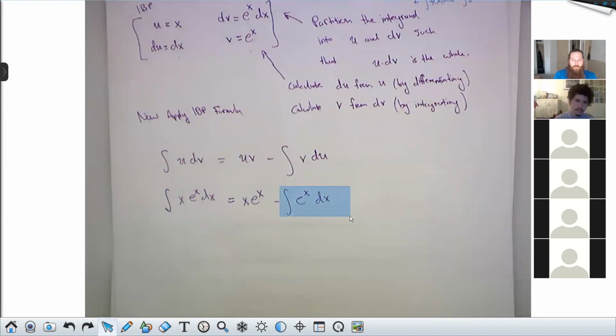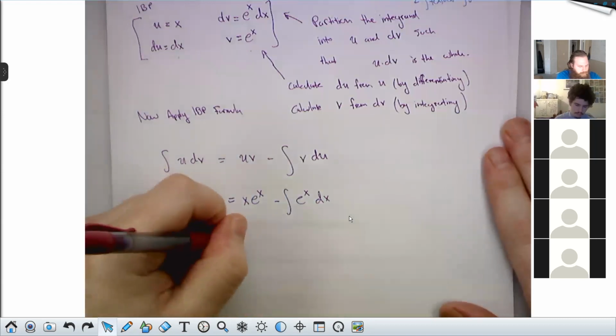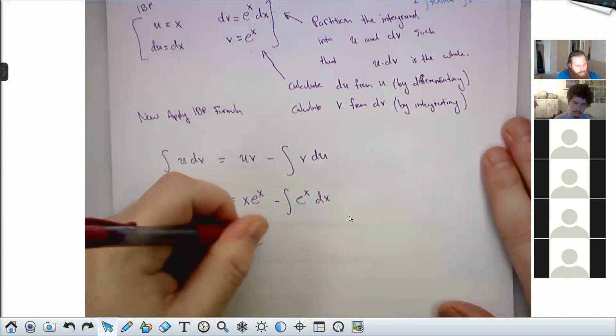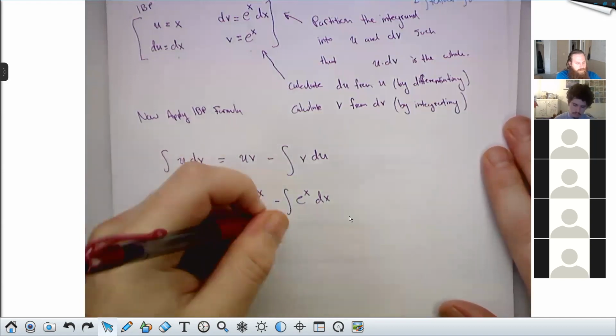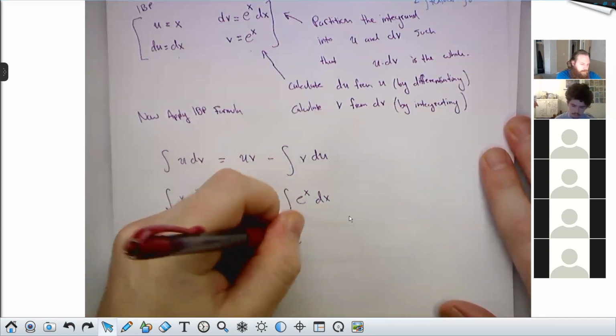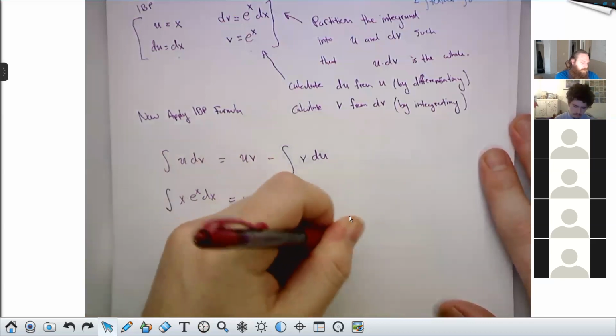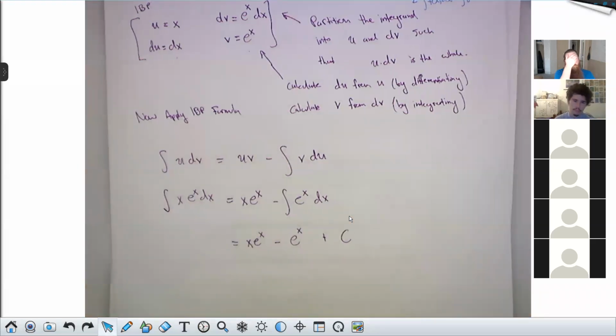Now we just evaluate this integral. So this is x e to the x minus an antiderivative for e to the x. That's just e to the x. Slap on your plus c and you're done. That is the antiderivative for x e to the x. Not too bad, right? It's really just a backwards product rule. It's a product rule for integrals, but it takes a little getting used to because the notation is kind of weird.